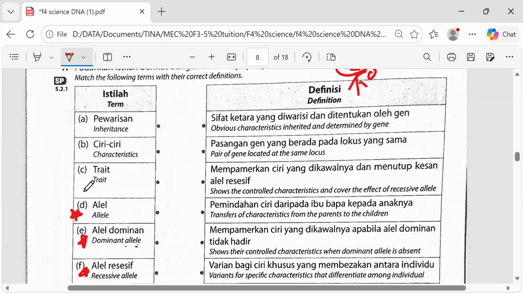Right. Ready? Inheritance is not property. Inheritance doesn't mean that in this context. Inheritance means the characteristics that you receive from parent to child. It is the transfer of characteristics from parent to the children. That's inheritance. Characteristics.